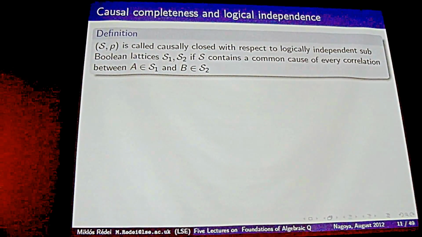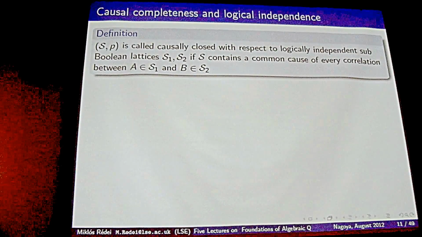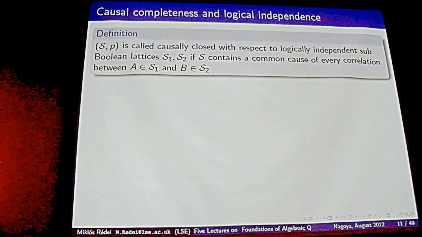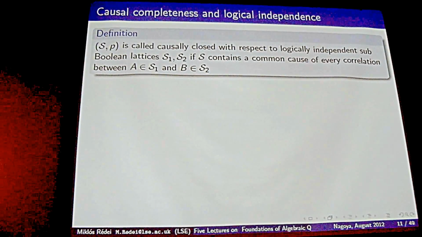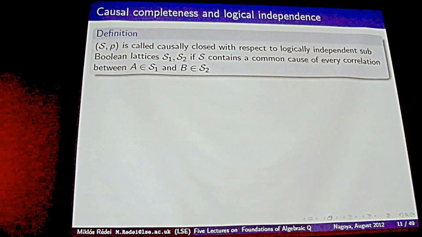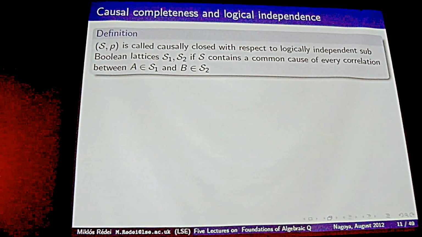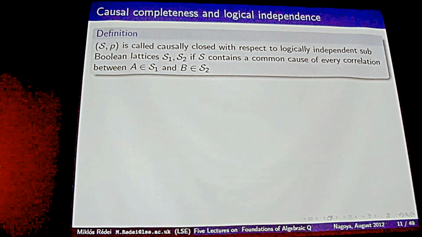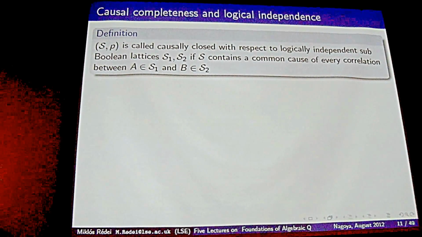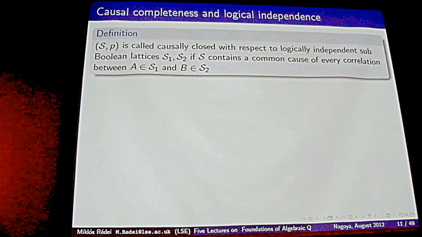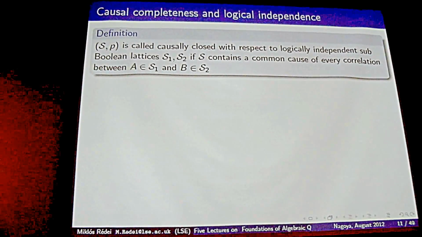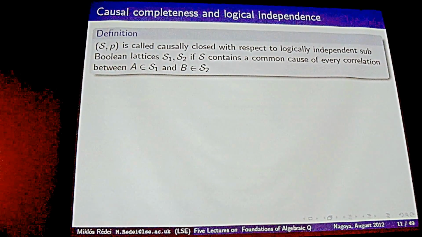And then it's a very natural definition to say that the probability space is causally closed with respect to logically independent sub-Boolean analyses if it contains a common cause of every correlation between those elements which belong to these logically independent sub-Boolean analyses. So we now have a more specific notion of causal completeness, of causal closedness, which intuitively is, I think, defensible.